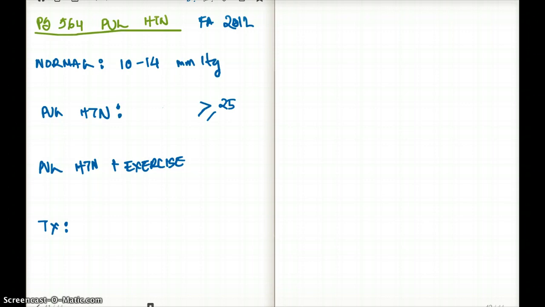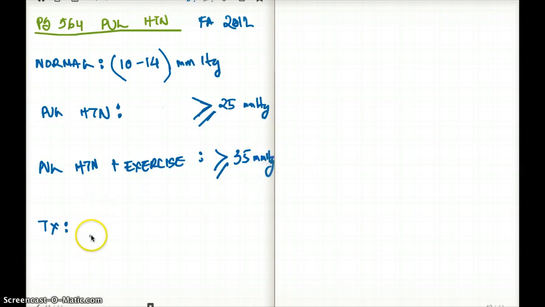Okay, so when do we call it pulmonary hypertension? What's the pressure in the pulmonary artery when it's normal? The normal pressure is 10 to 14 millimeters mercury. For pulmonary hypertension, it has to be greater than or equal to 25 millimeters mercury. And someone with pulmonary hypertension, when they're exercising, is going to have greater than or equal to 35 millimeters mercury.